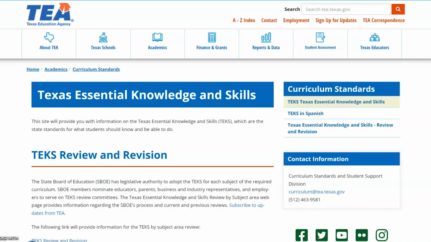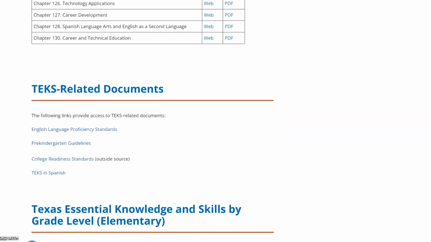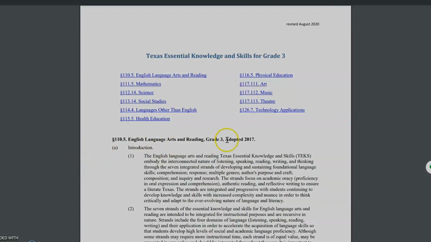The TEKS, or the Texas Essential Knowledge and Skills, are the standards that the state of Texas has determined that students should be able to know and do. There are three types of standards in the TEKS. They are readiness, supporting, and process standards.